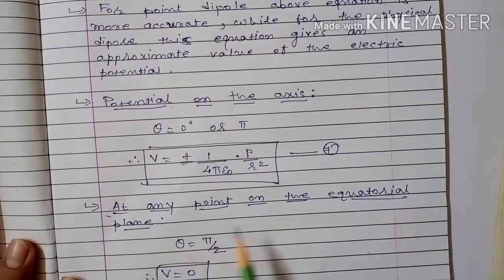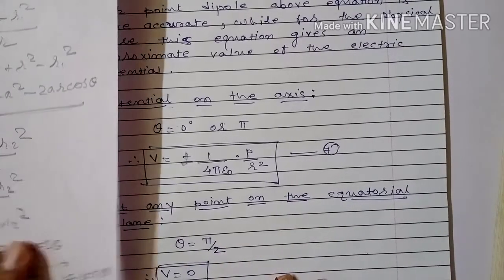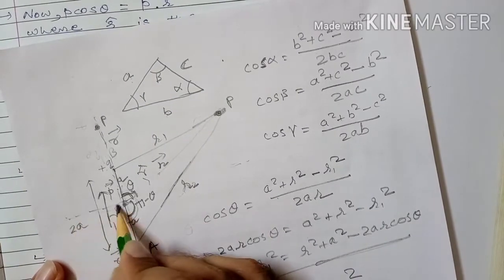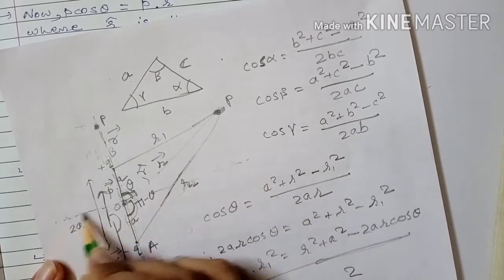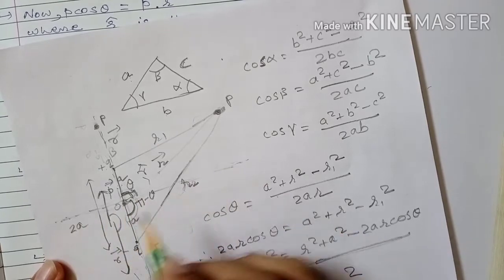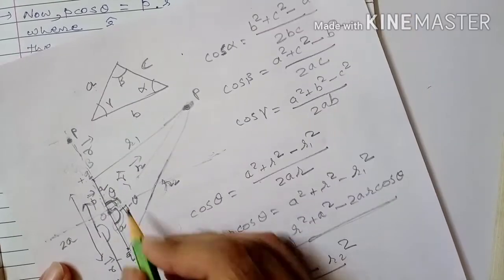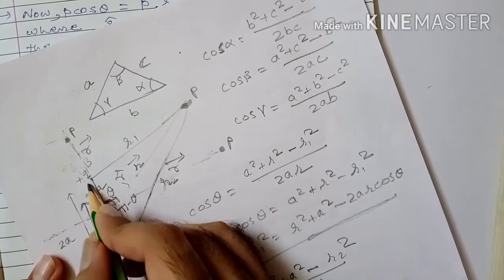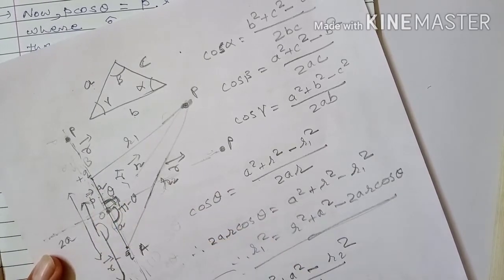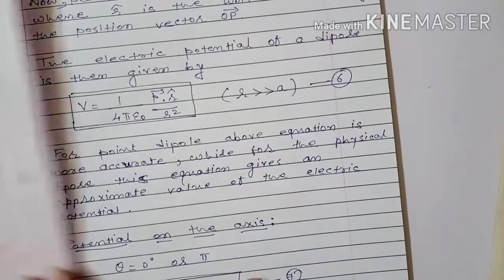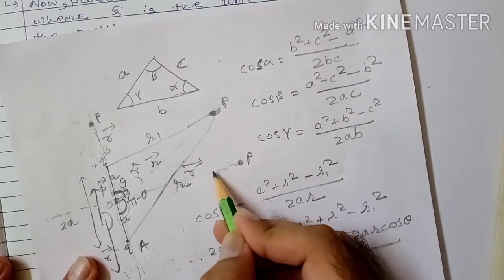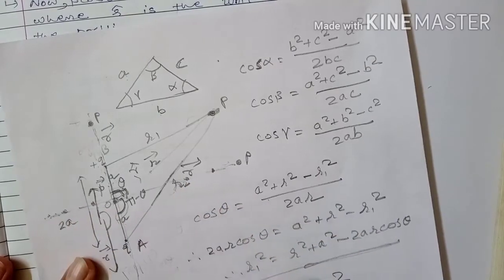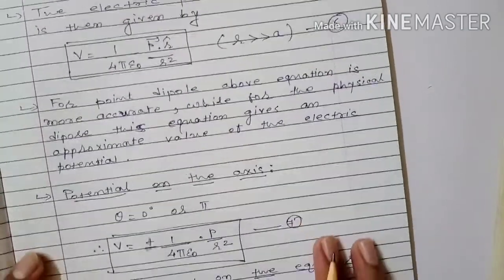Now the second case, at any point on the equatorial plane. The equatorial plane is nothing but the plane which is bisecting this electric dipole, or the plane perpendicular to the axis of the dipole. This is called the equatorial plane. And here if I consider point P, then r vector will be in this direction, P vector is in this direction, then this theta will be pi by 2, 90 degree. If you consider this point P anywhere on the equator, not necessarily here, then the angle between P vector and r vector will be pi by 2.